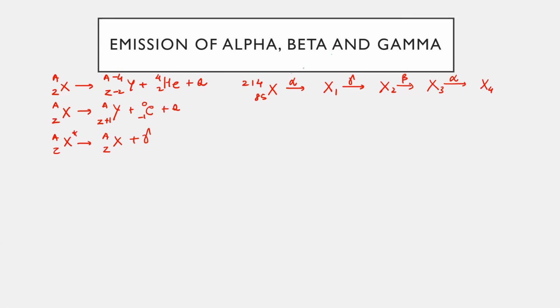Now, for this one, alpha is given out. So 214 will be reduced by 4, so it will become 210. 85 will be reduced by 2, so that will become 83. When gamma is given out, there is no change. So this is 210 and 83. When beta is given out, we know that this is incremented by 1. So this becomes 84 and this is 210. And again, when an alpha is given out, that will be 206 and this will be 82. So this is how this equation is completed.